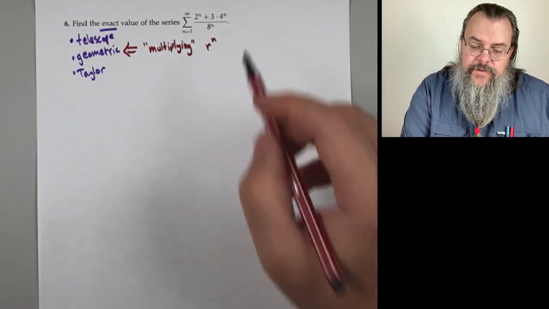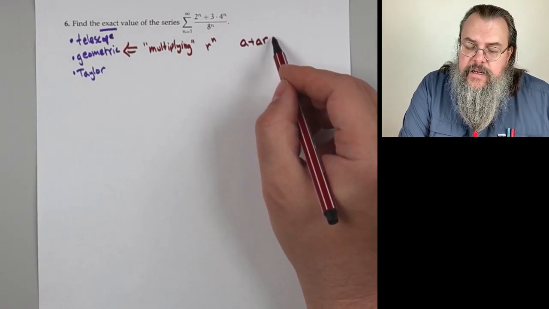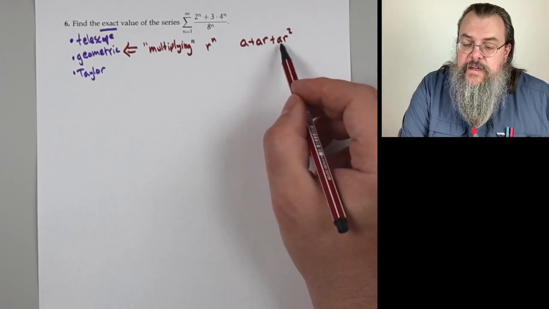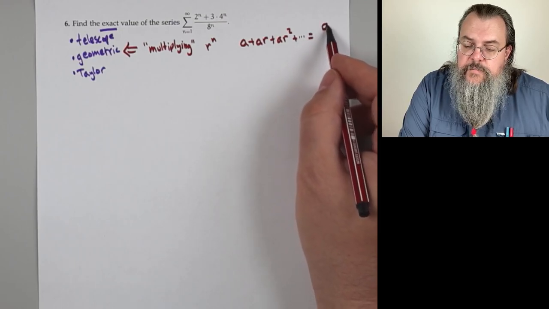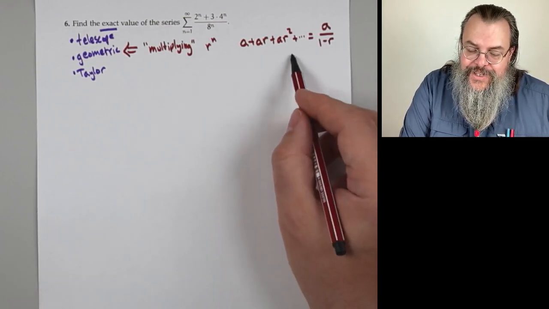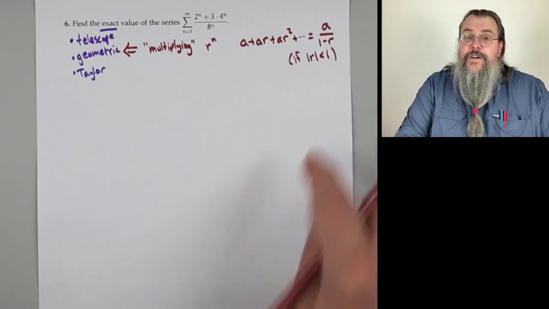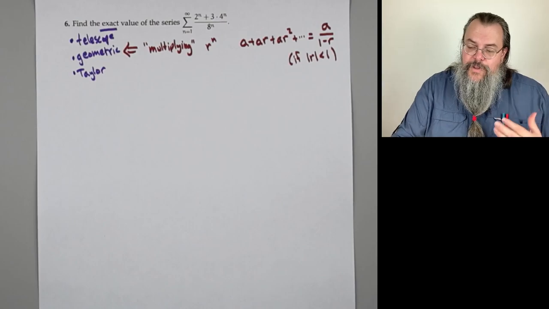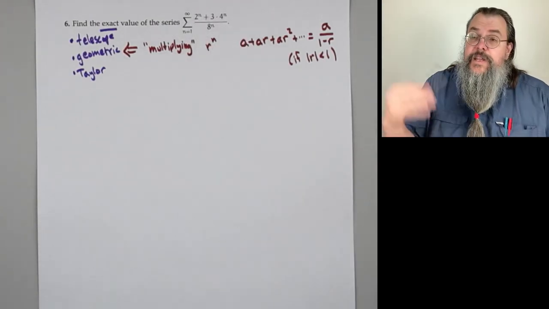Now, what's the key for geometric? Well, a geometric series is where you add, and every time you add, you multiply by the same value. So a, the next one is a times r, next one is a times r squared, dot, dot, dot. And the answer is the first number over 1 minus r. Now, there's a catch. This is true as long as r is small. If r is not small, hopeless. You'll never find it. There is no answer. It diverges.